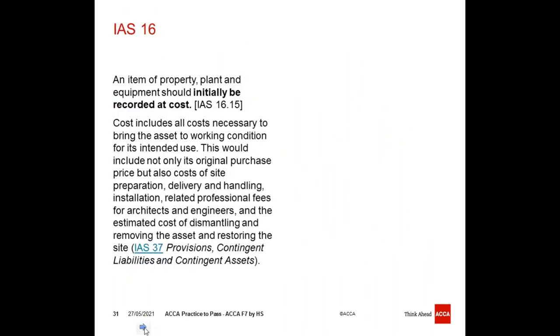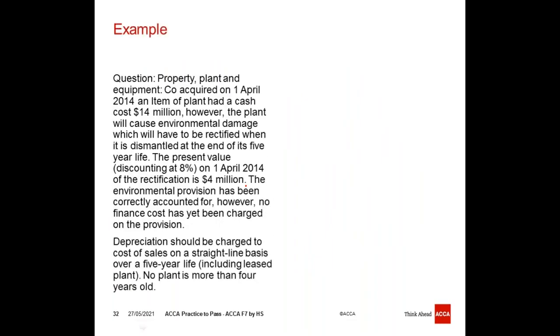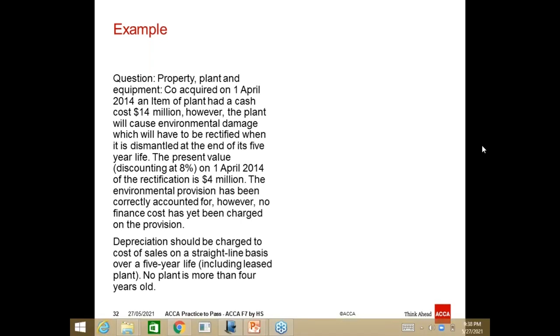So this part is already discussed. Now here's a question for you guys. This part is related to the environmental provision. Journal entry for the revaluation gain will be asset debit, revaluation reserve credit by 800. So please solve this question.